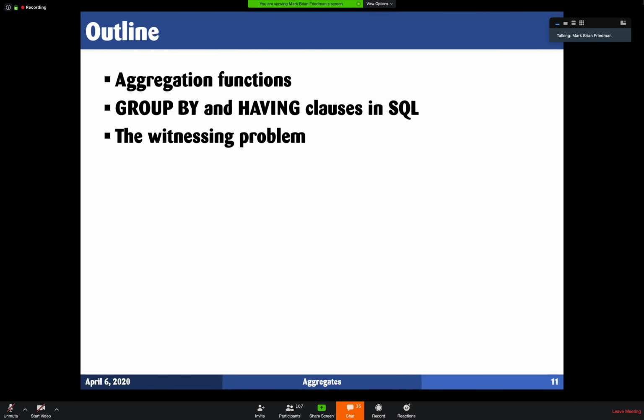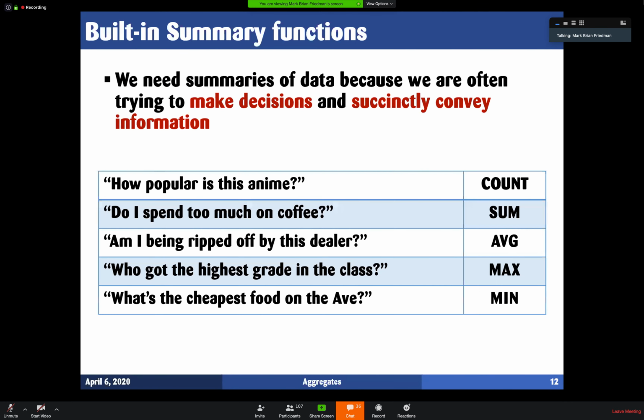Okay, so in today's class we're looking at the aggregation functions that are built into the language. We're looking at the group by and the having clauses in SQL. And I don't think we'll get to it today, but there's something known as the witnessing problem that's a little tricky. It has to do with grouping and aggregation, as we'll see.